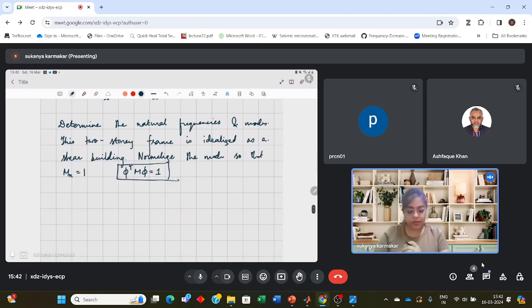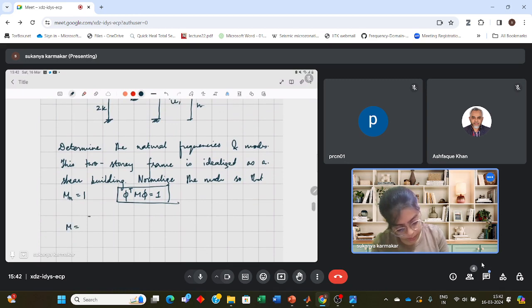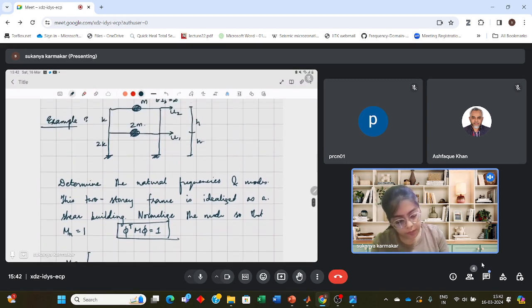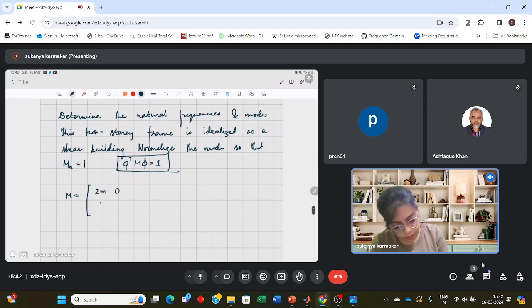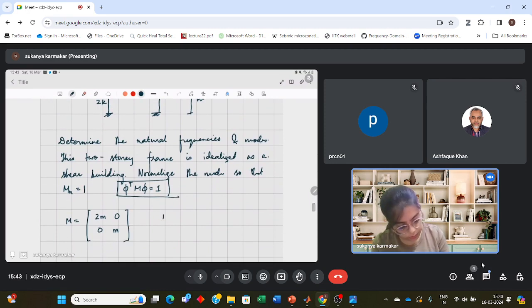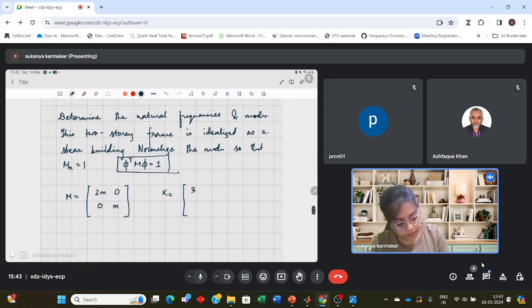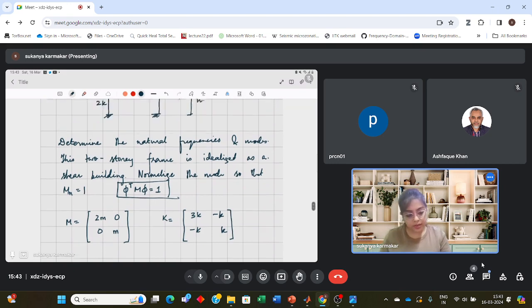Right. So first we'll write the mass matrix. What will be the mass matrix? The mass matrix will be M1, which is 2M, 0, 0, M2 which is M. Then we'll write the stiffness matrix. The first element is K1 plus K2, that is 3K. Then it is minus K2, so minus K, and K. This is how we write the stiffness matrix. There is no damping in the system, so no C matrix. And what is this K?